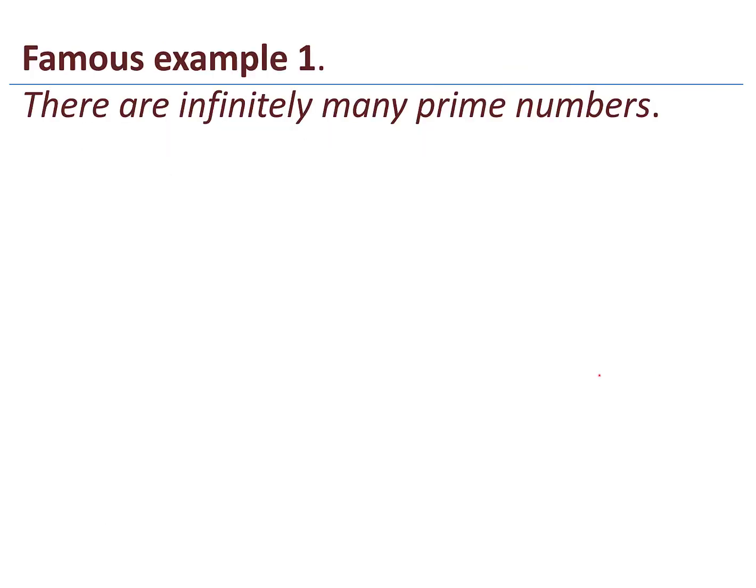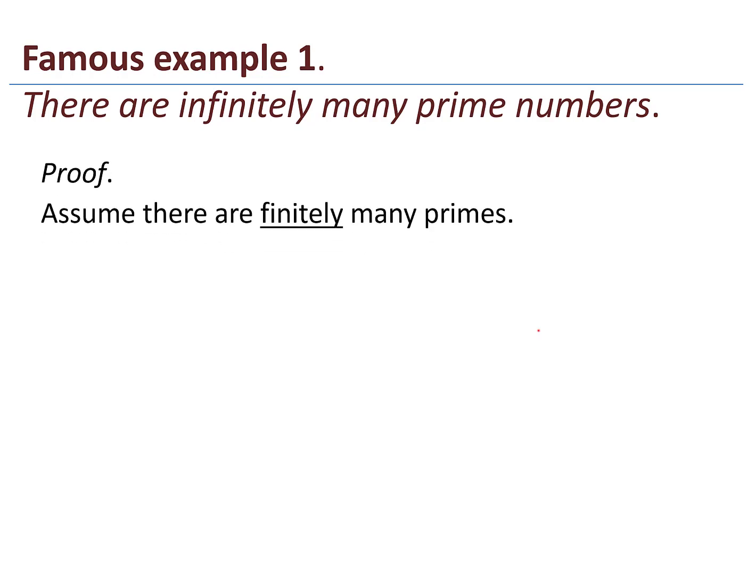Famous example number 1. There are infinitely many prime numbers. This is an ancient result. This is due to Euclid. And he starts the proof by assuming that there are finitely many primes. This is how he assumes that the claim is not true. Assume that there are finitely many primes.